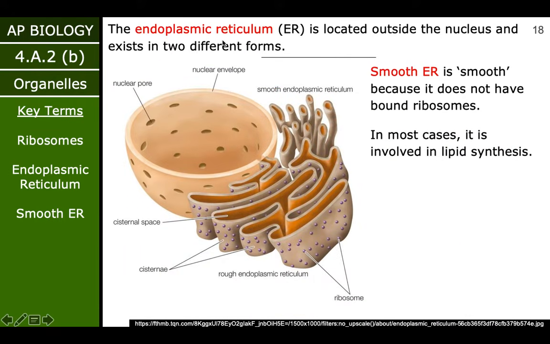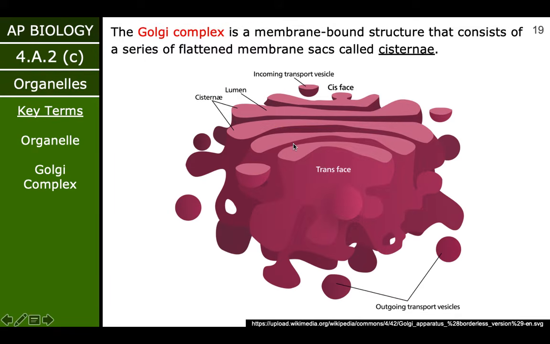ER. So the smooth ER doesn't have those ribosomes. So here you'll notice, oh look, I have all of these ribosomes all over here. But this area doesn't have those ribosomes. That's why it's called smooth. And it's going to be dealing with lipids. It's going to be dealing with fats. Generally, it's going to be involved with making fats, and we'll talk more about that later.